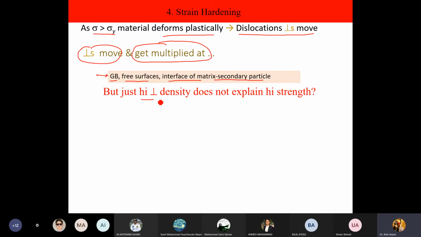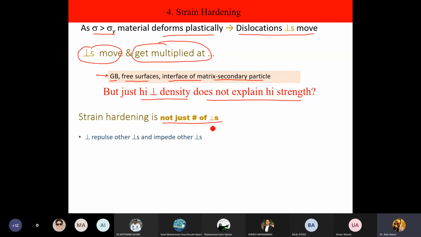But high dislocation density, meaning a higher number of dislocations, does not by itself explain high strength. High strength is explained when dislocation motion gets difficult. So strain hardening is not just the number of dislocations increasing. It is not that the number of dislocations increases and that's why you get a hardening or strengthening effect. It is basically that the dislocations that are created repel each other and impede the motion of each other.